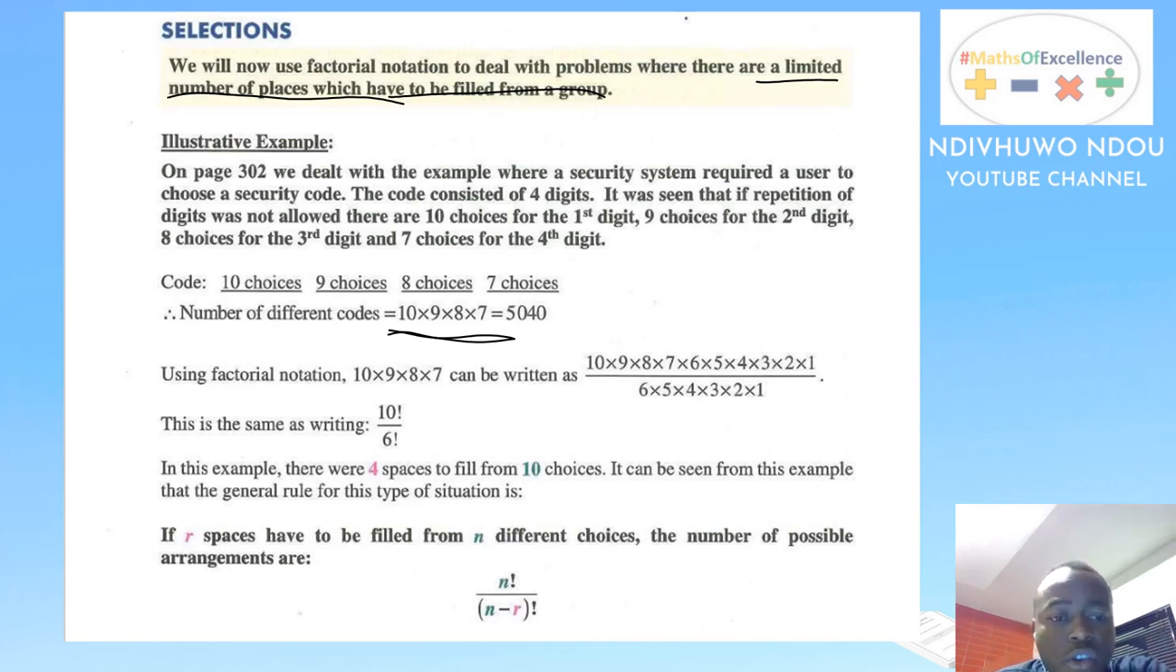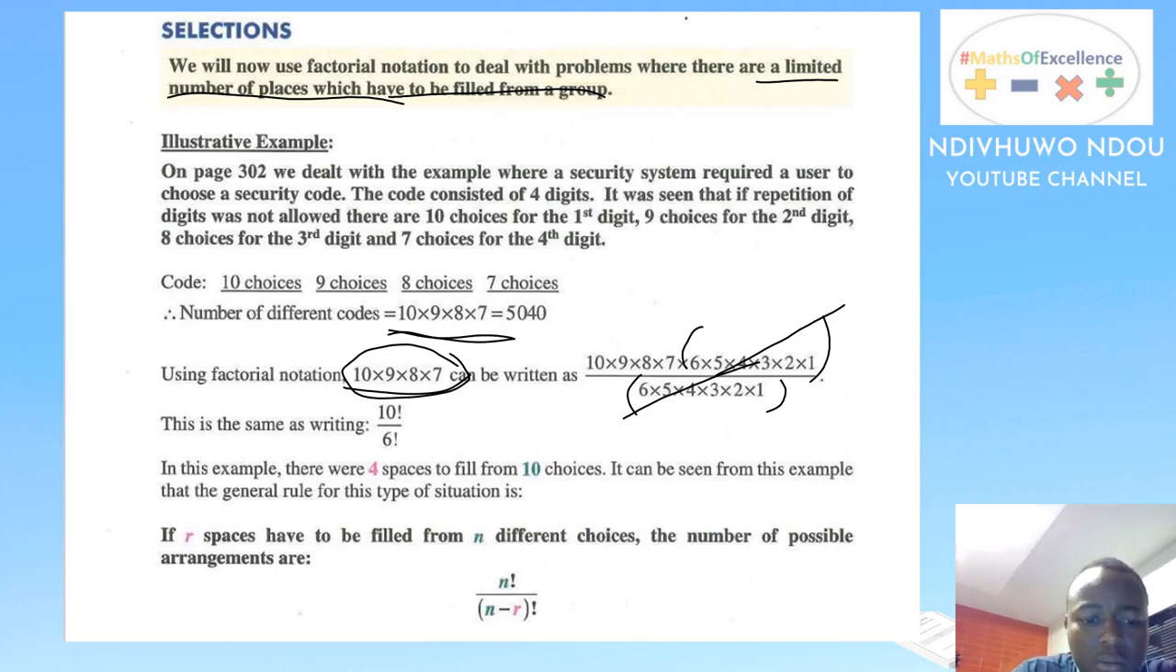Okay, so using factorial notation, 10 times 9 times 8 times 7 can also be written as 10 times 9 times 8 times 7 times 6 times 5 times 4 times 3 times 2 times 1, divided by 6 times 5 times 4 times 3 times 2 times 1. Why? Because this 6 times 5 times 4 times 3 times 2 times 1 cancels out, and we are simply left with the same 10 times 9 times 8 times 7.